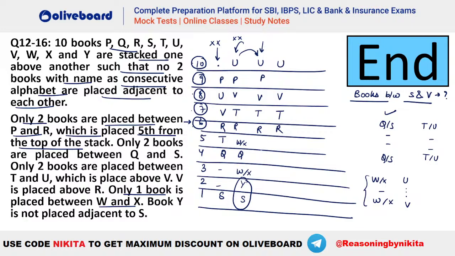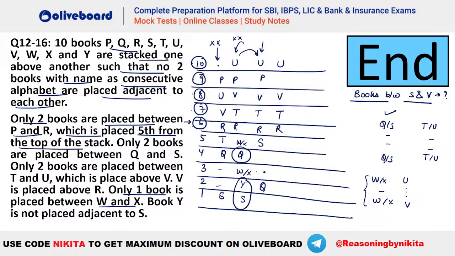Do we have any other possibility for this? Let's say Q and S. We have seen this already, that Q cannot be here. Let's say Q is here, not possible. Let's say we take your Q here at this position. If Q is here, then your S can be here. This is a possibility. Q and S can be like this.